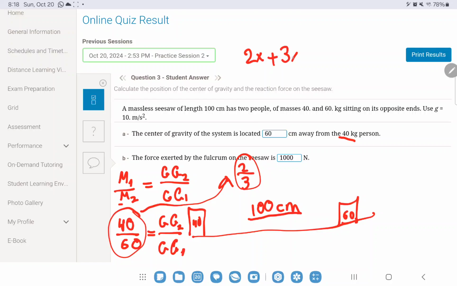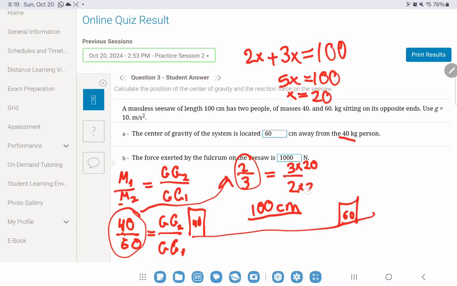So 2x plus 3x gives us 100 centimeters. 5x equals 100. So x has to equal 20. Since x equals 20, now we know that for the 40 kilogram person, your ratios for the distance is opposite. So it's 3 over 2 for the GG2 and GG1. But now you have to multiply these by 20, because you need to find distance, and this is your x, and we know that it's weight times distance. So this, by the way, is corresponding to the 40, and this is corresponding to the 60. We just have to put this as a disclaimer.